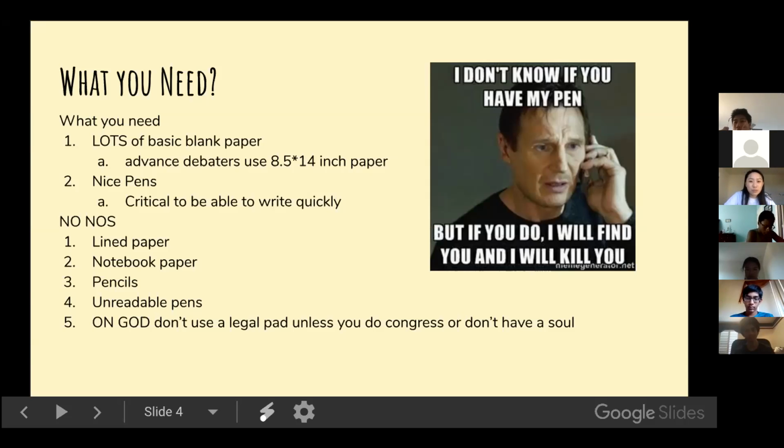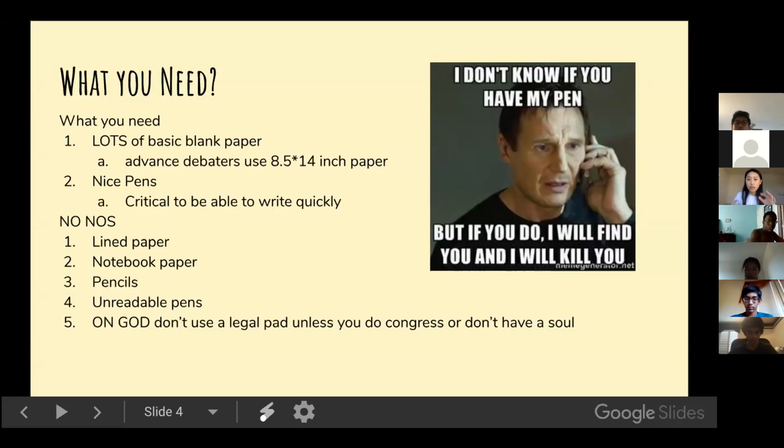Why not lined notebook paper or legal pads? A lot of the time when you get into higher level debates where you have a lot of arguments, what tends to happen is when you write on lined paper, you will write with the lines. And that tends to be really bad. It ruins your spacing. If you look at this fake flow that I did, you want to write small and have a lot of space in between.